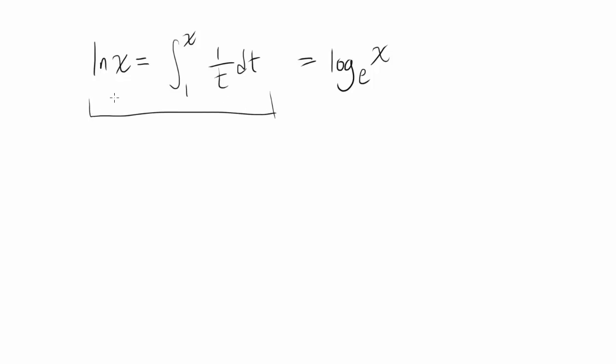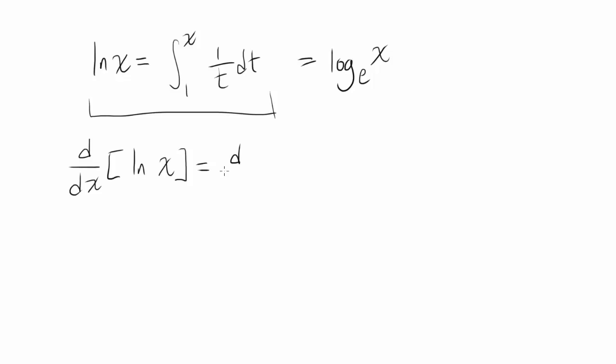In the previous videos, we discovered that natural log of x can also be defined as the definite integral from 1 to x of 1 over t dt, and we also showed that this definition and the definition of log base e of x are precisely the same thing. So now I'm going to use the definite integral definition of natural log of x to figure out what the derivative of natural log of x is going to come out to be.